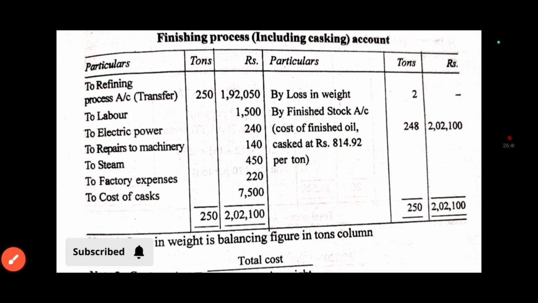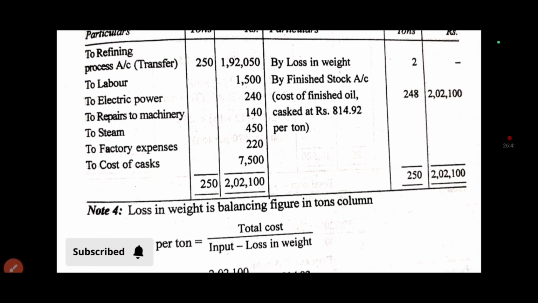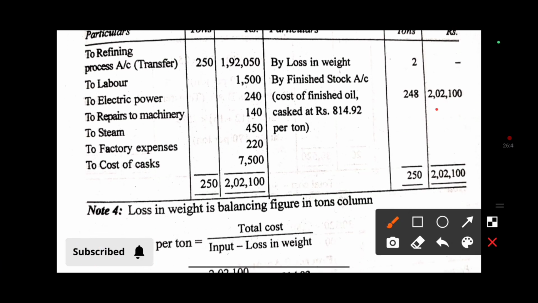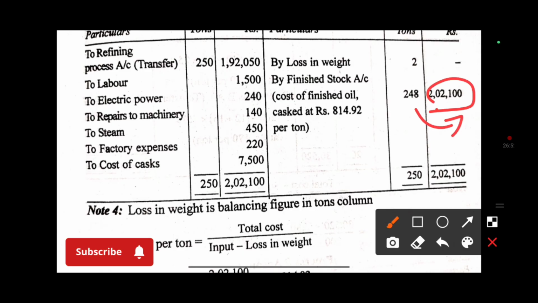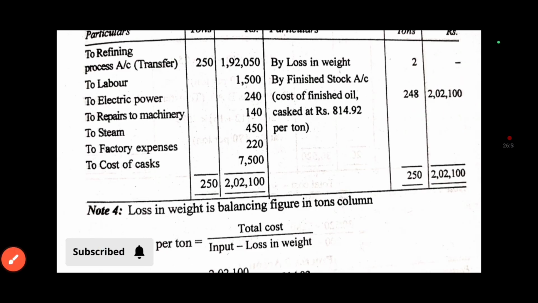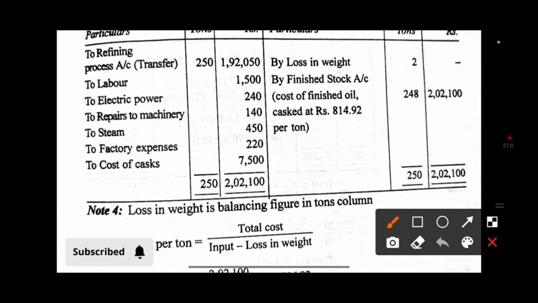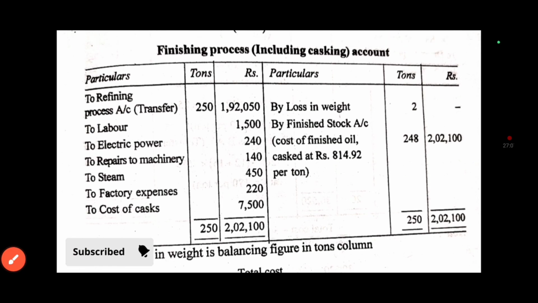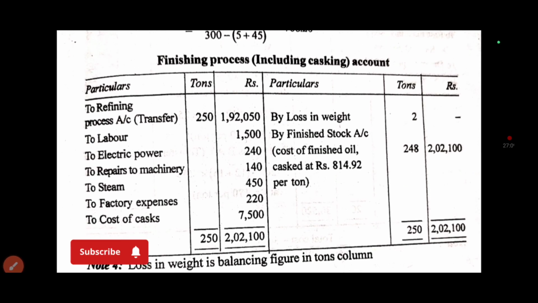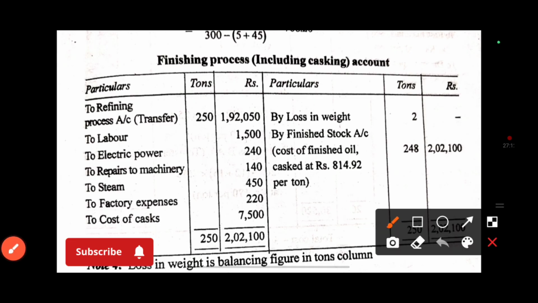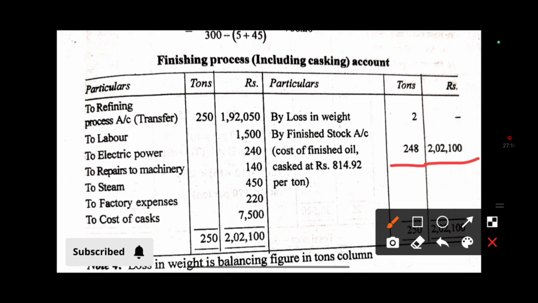Now we need to find out cost per ton. We have the formula to find out the cost per ton: total output value divided by total output tons. So 2,02,100 is to be divided by 248 tons. You will get the cost per ton value as rupees 814 rupees 92 paise. At the end of the finishing process including casting account, we have the output value 2,02,100, the output ton is 248, and the cost per ton is 814 rupees 92 paise.